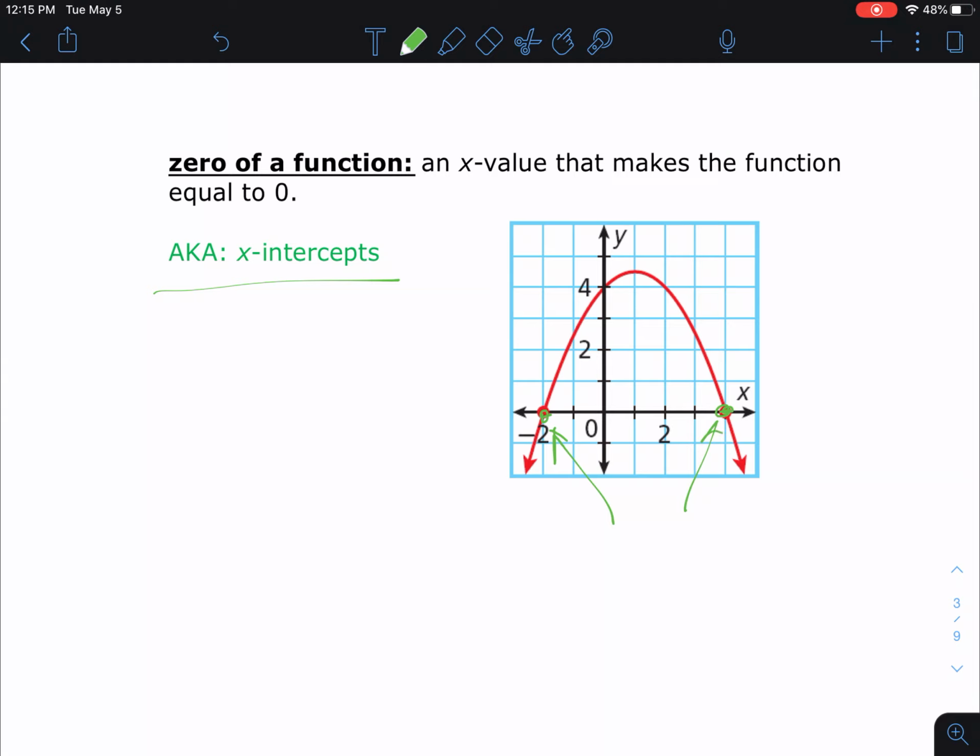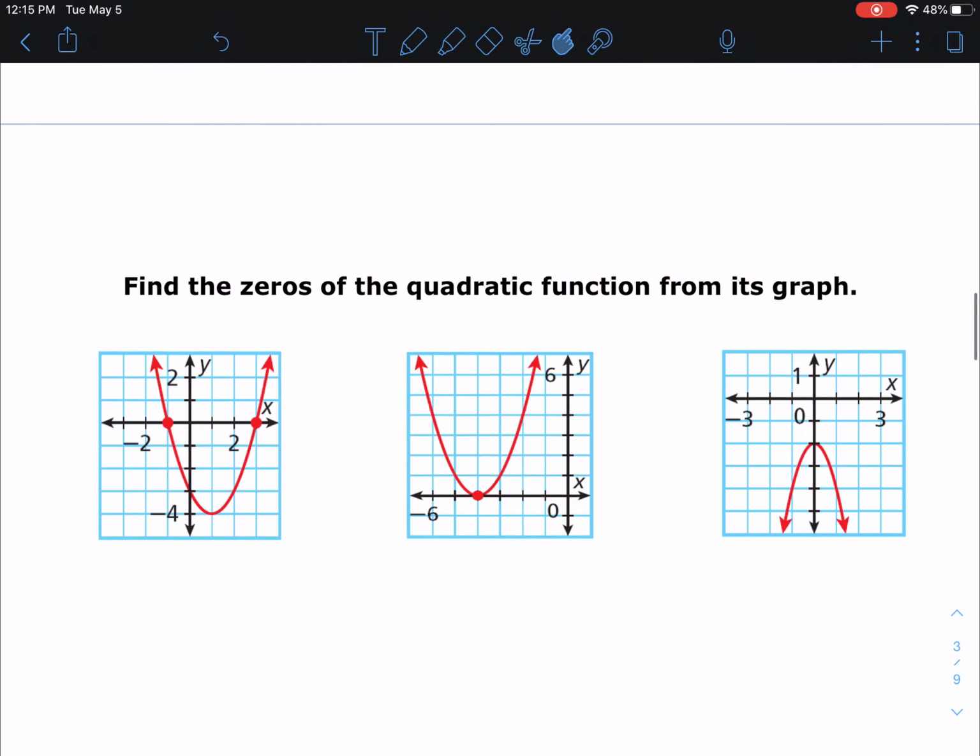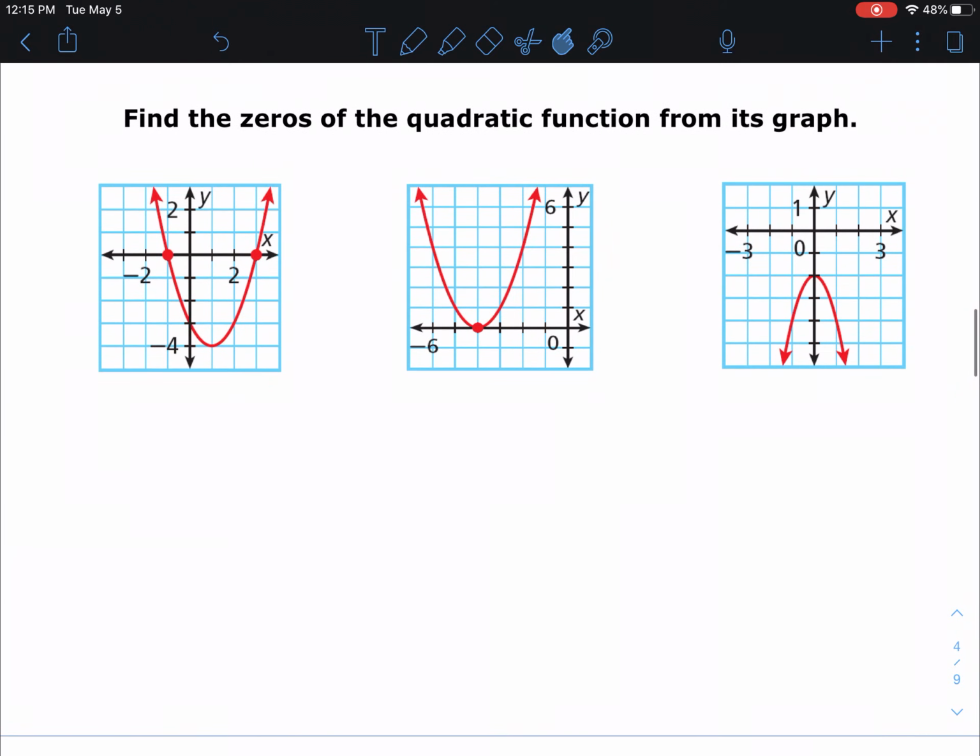So what are those values? In this one, it would be -2, and the other one would be at 4. So those are my two zeros. So when you're asked to find a 0, if you have a graph, it's pretty easy. So let's just take a look. On your assignment, you'll see something like this.